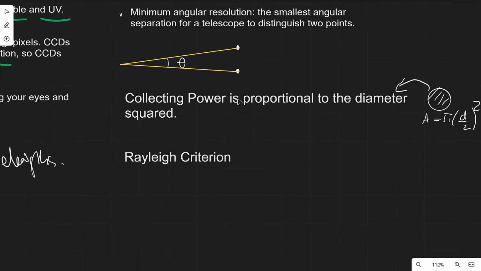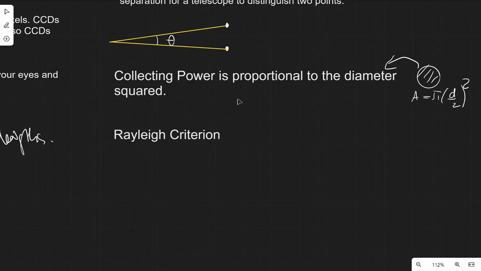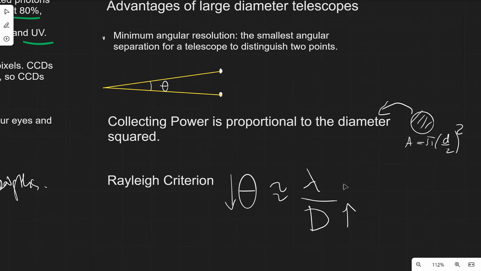What we need to introduce, though, is something known as Rayleigh's criterion, and that tells us that the minimum angular resolution, let's call that theta, as we have in this angle here, is approximately equal to the wavelength that we're trying to observe divided by the diameter of the aperture that we are using. So the diameter of the aperture is essentially the diameter of our objective lens or of our objective mirror. So the larger the diameter, the smaller our minimum angular resolution. And in order to have as much detail as possible, we want to keep our minimum angular resolution as small as possible.